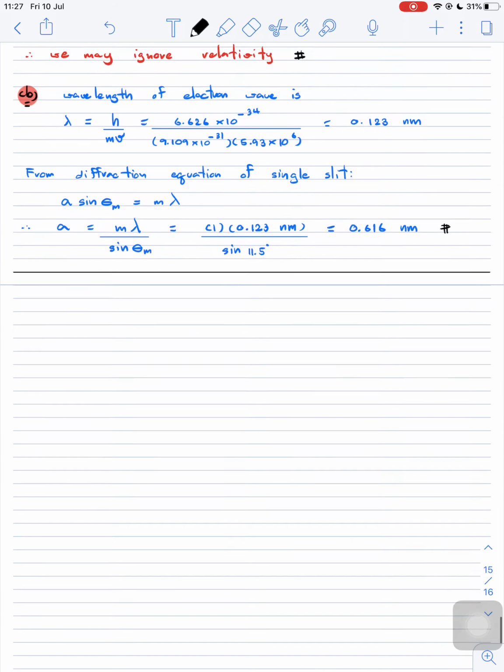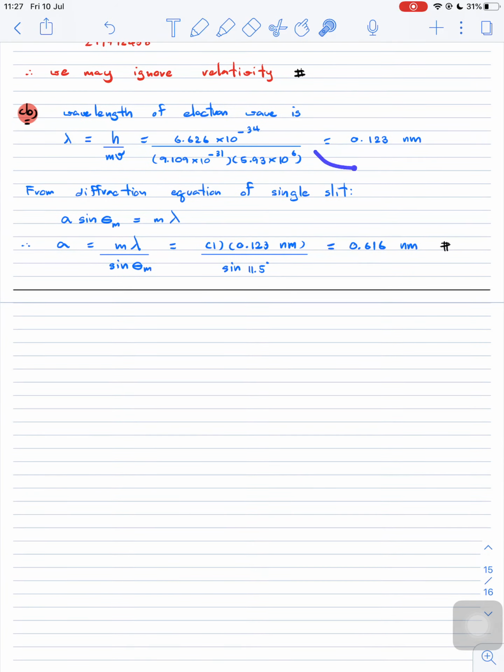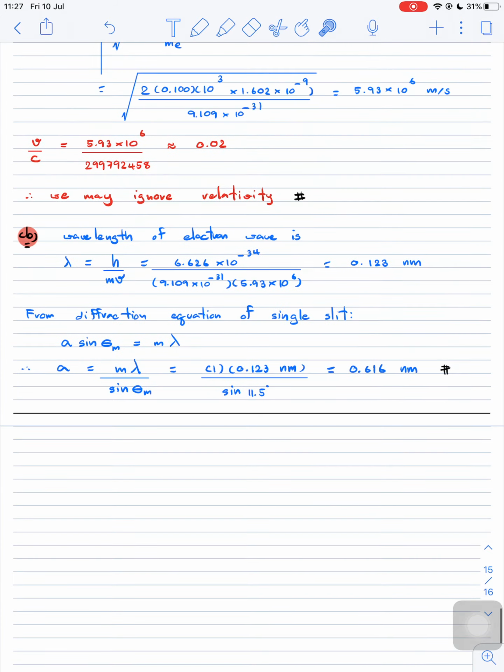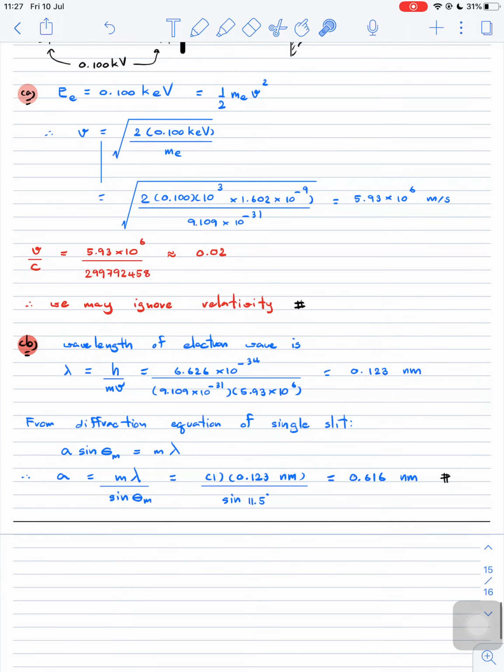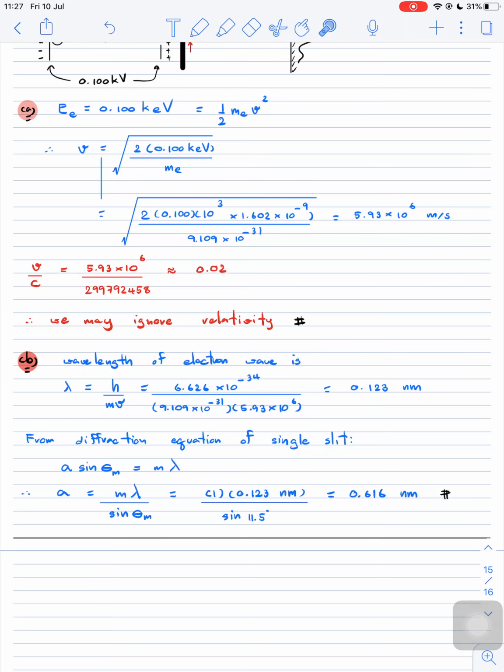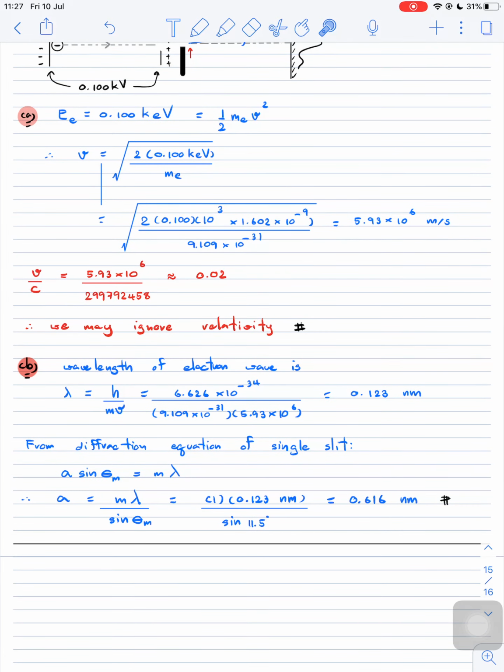One thing that you can see is, let's compare the wavelength of the electron and the width of the slit. You can see that the width of the slit is about 5 times larger than the wavelength of the electron, so that's why we encounter diffraction. This phenomenon is the same as what we observe in the diffraction of a single slit by visible light. Okay.